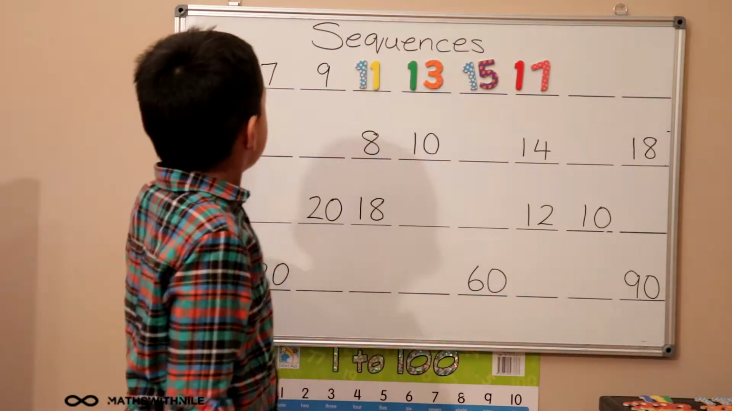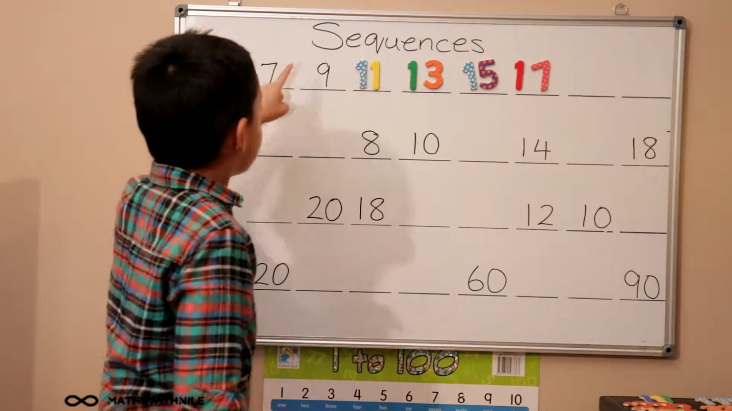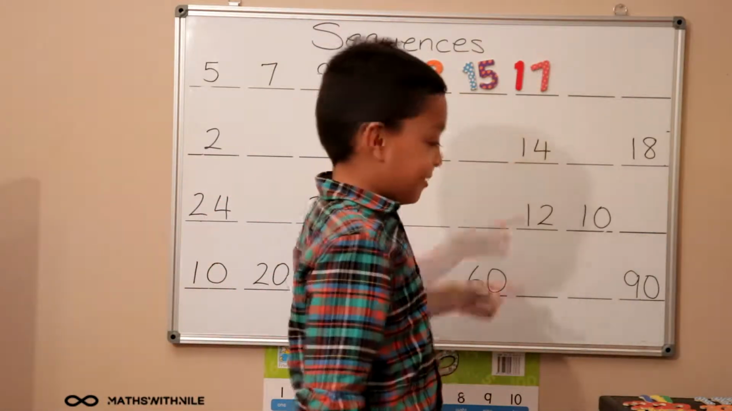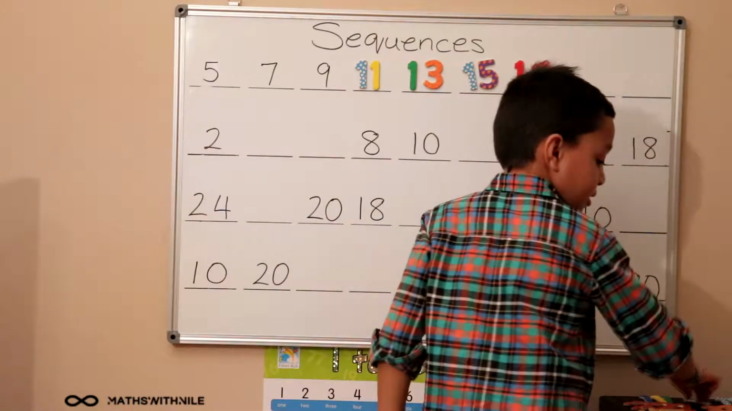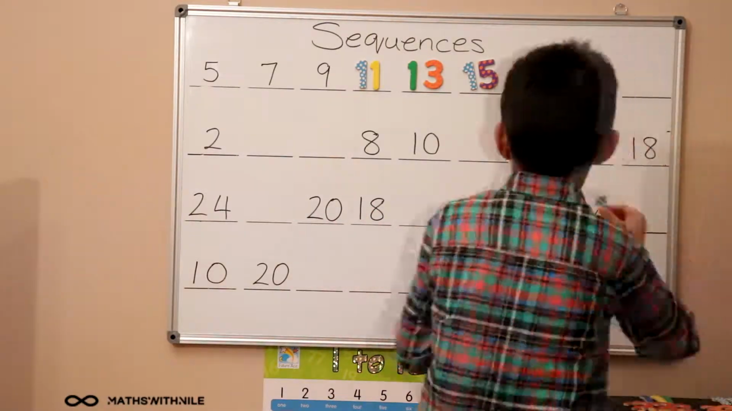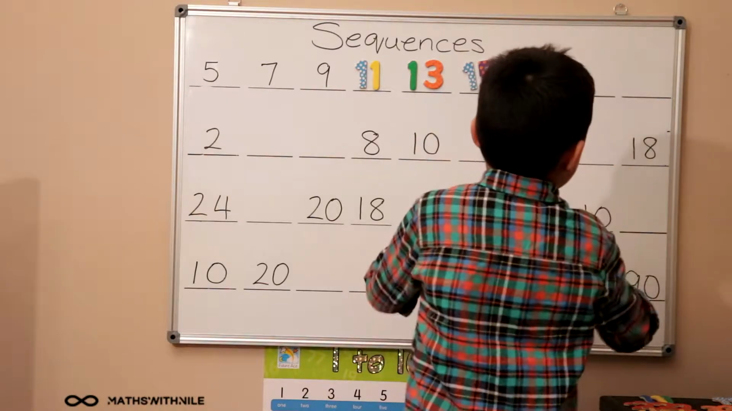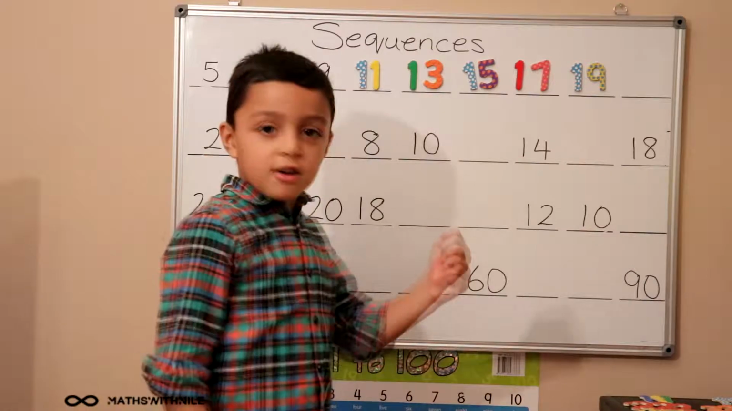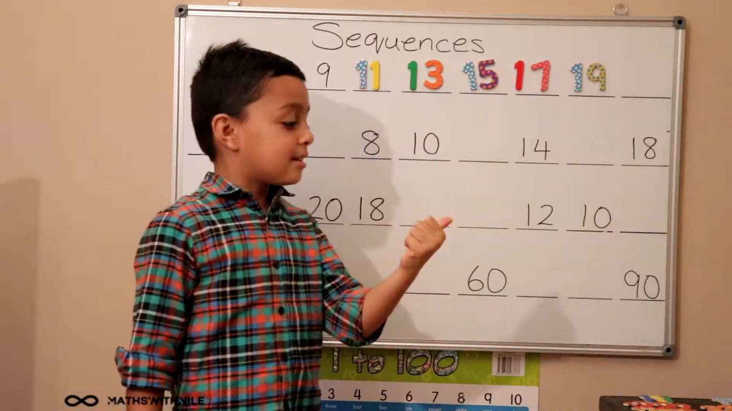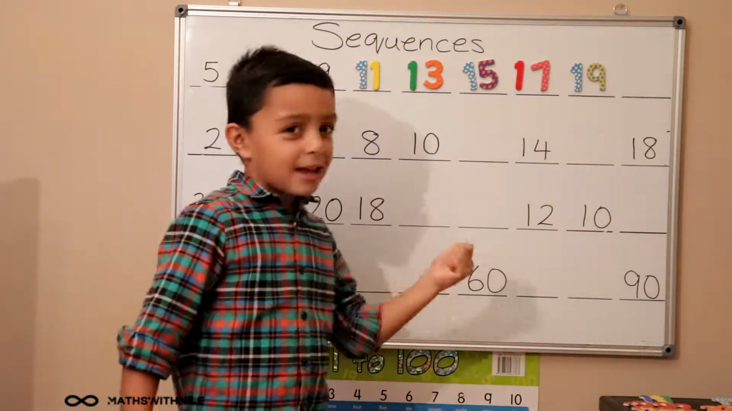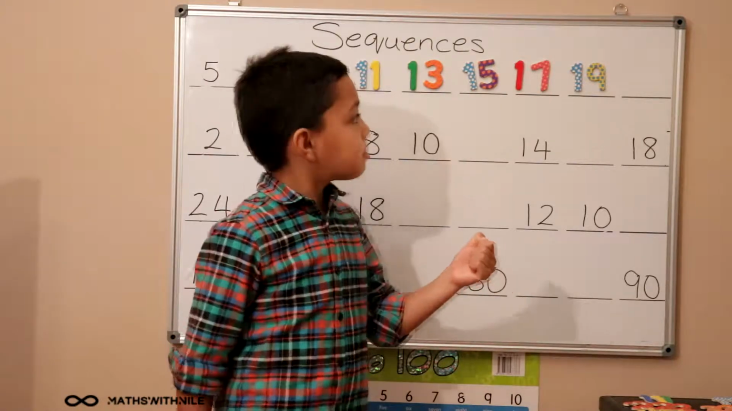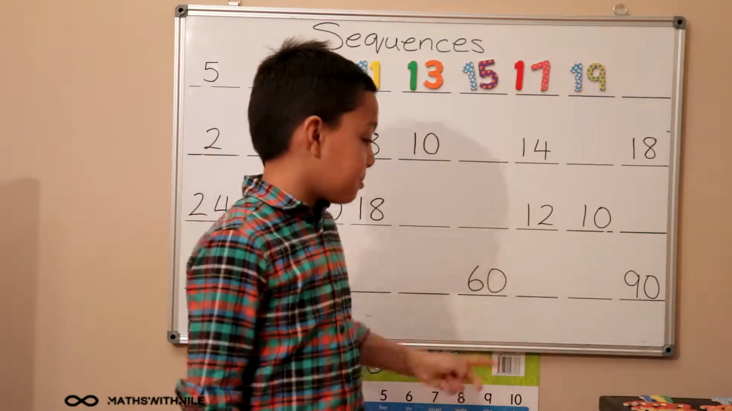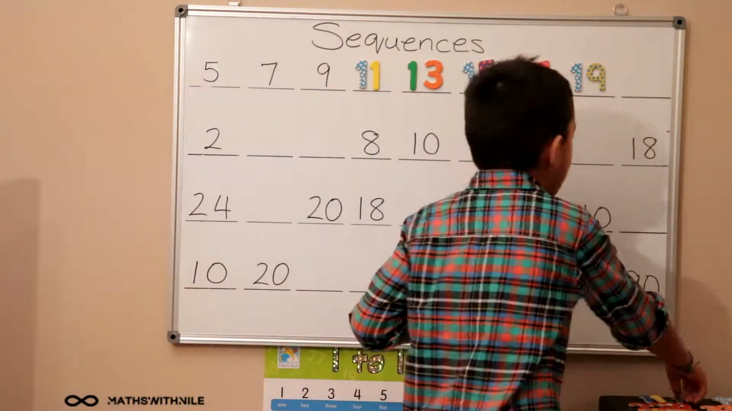Now it's 19 because it's 5, 7, 9, 15, 17, 19. Very good. And then we've got one more to go in this row. 19, 18, 19, 20, 21. 2 and a 1.